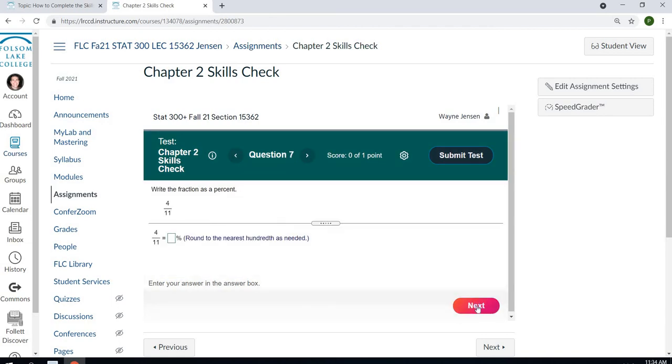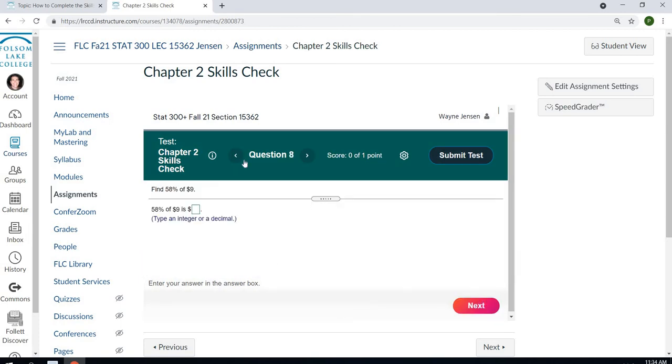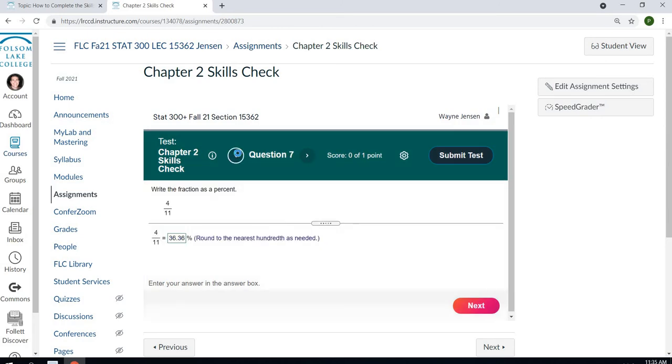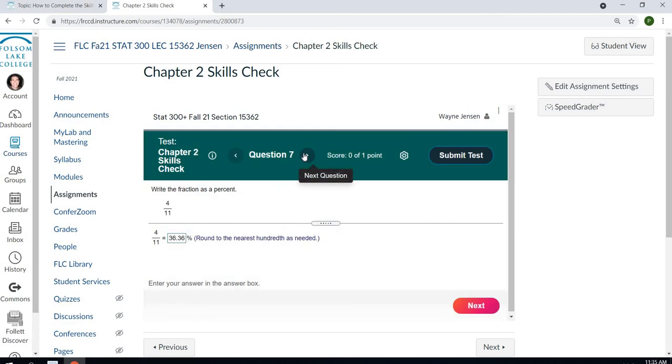And this is what you're doing in order to complete this. 4 divided by 11, round to the nearest hundredth as needed. And so this does go out to the hundredth. So this would be 36.36%. And then I get a little bit worried that maybe on question 6, I didn't round to the nearest whole percent. Okay, good. So it was whole percent. This one's to the nearest hundredth as needed.